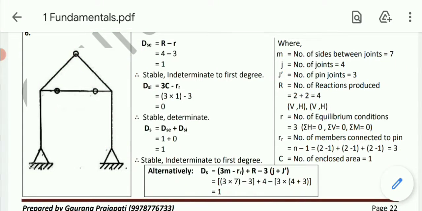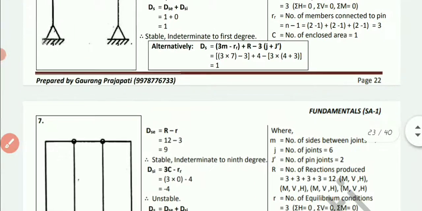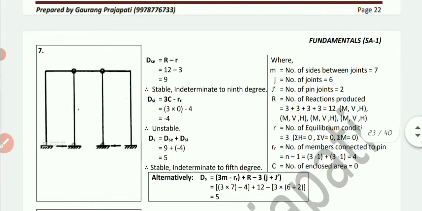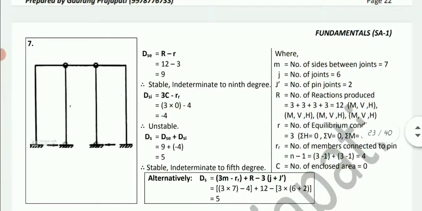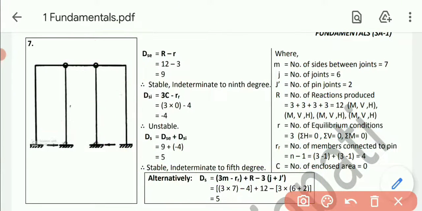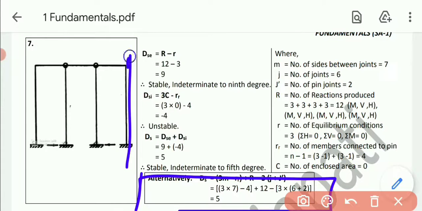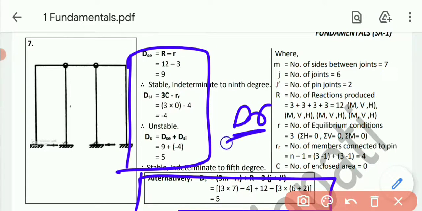Okay, so I hope, guys, you are getting the concept of frame. And as I told you, you can use any one formula. You can either use this formula or you can use these formulas, up to you. You will get the same answer. So that's why I have shown both methods in the entire examples.